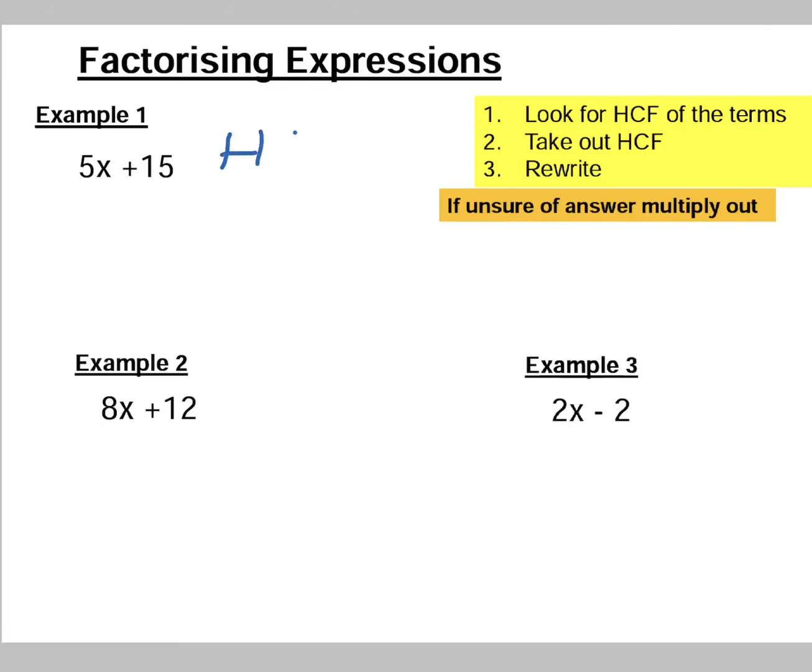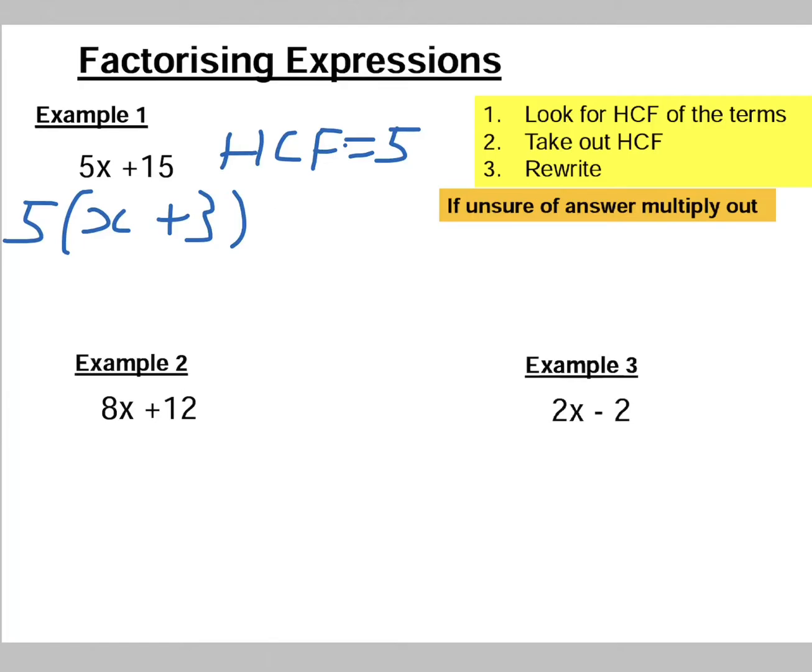So that would be 5, because 5 will go into 5x and 15. So let's take that out now. And then I have a pair of brackets. So the 5 is taken out of the 5x. So when you're taking out the highest common factor, you're really dividing the terms by the highest common factor. So 5x divided by 5 would leave you with x. And then 15 divided by 5, you'll be left with 3.